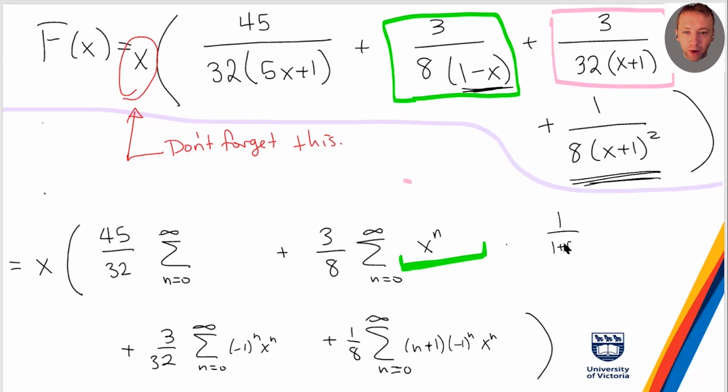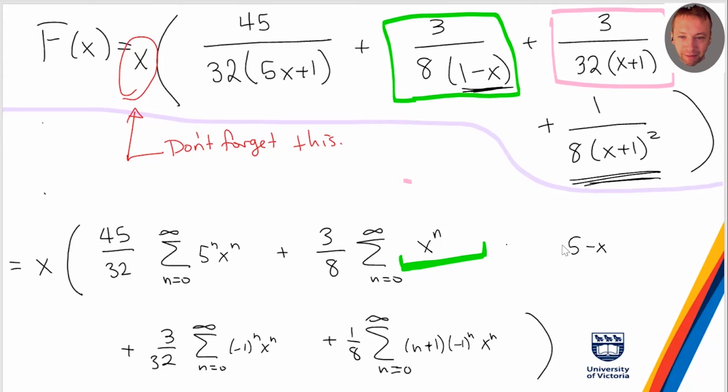I'll write 1 plus 5x. And obviously I don't care about the 45 and the 32, those are just sitting here. This is equal to 1 over 5. So I'm going to pull out a 5. Oh, no, sorry, I don't need to do that. Why would I do that? This doesn't look like something you don't know how to do. It looks totally like the right thing, because this is just 1 plus 5x. So it's just 5 to the n, x to the n, by doing a simple substitution.